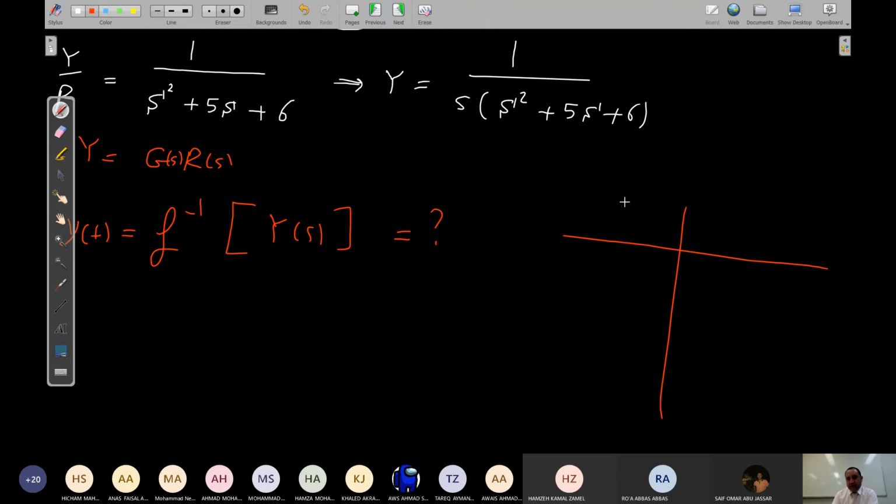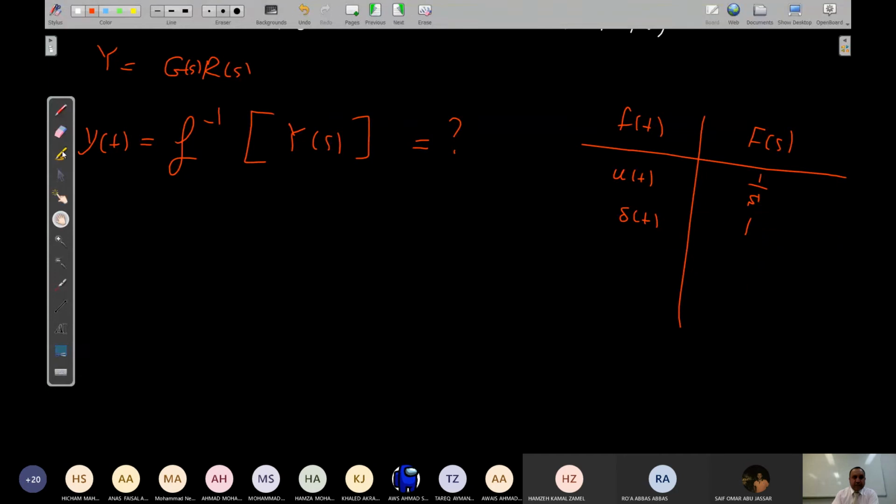For example, if I have here f of t, and here f of s. I know if I have 1 over s, then this will be u of t, correct? If I have here 1, this will be delta of t. If I have here, for example, 1 over s plus alpha, this is actually exponential minus alpha t, correct? If I have omega square over s square plus omega square, what do I have, for example?